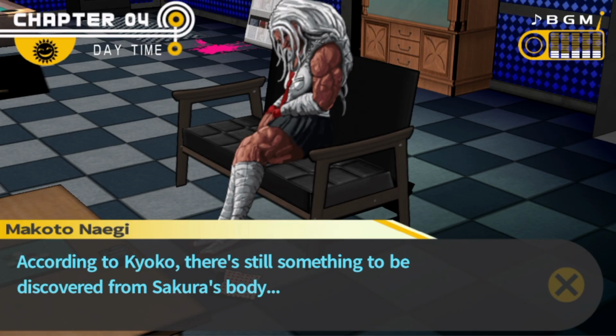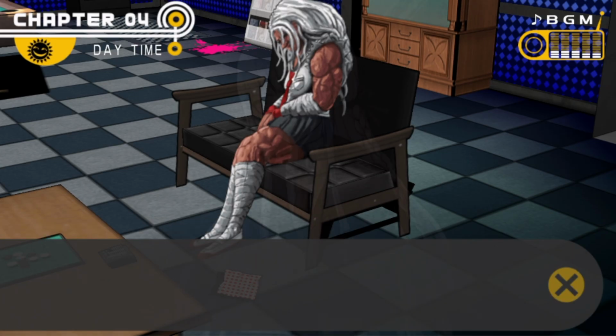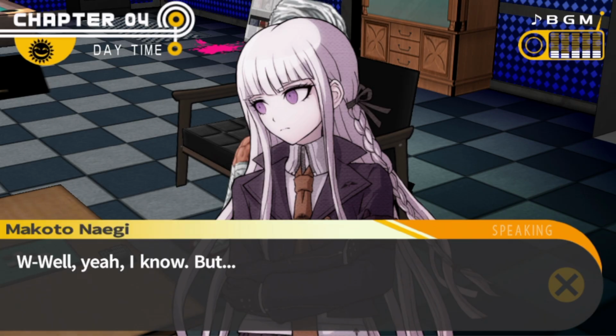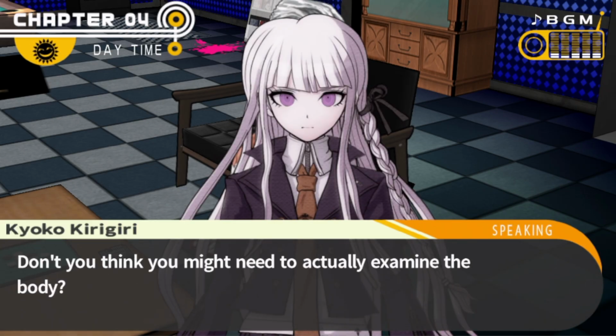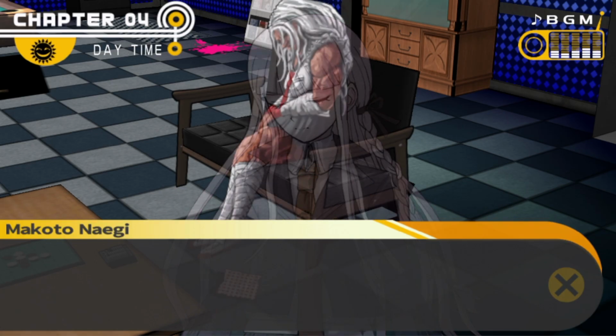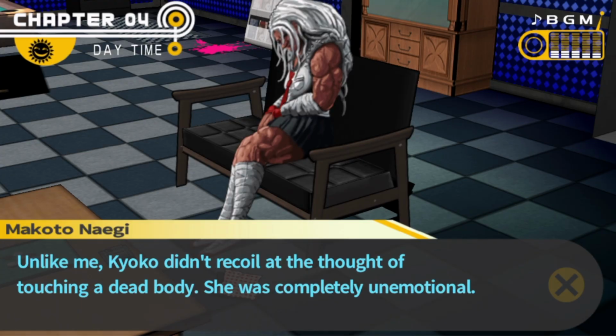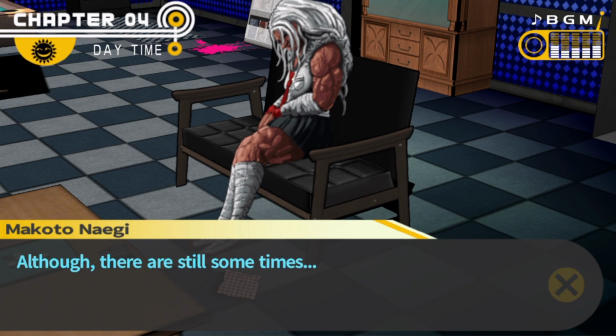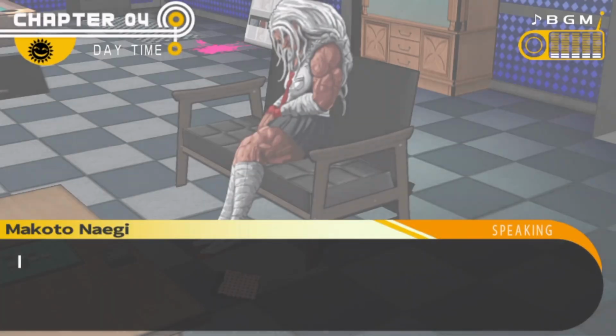According to Kyoko, there's still something to be discovered from Sakura's body. Just staring off into space isn't going to help you figure anything out. Well, yeah, I know, but... Hey, don't you think you might need to actually examine the body? There's no getting around it. Unlike me, Kyoko didn't recoil at the thought of touching a dead body. She was completely unemotional. It's the kind of thing I've grown perversely used to. Although there are still some times.